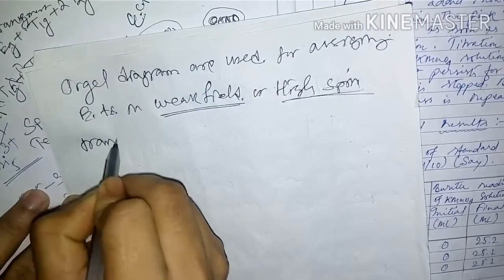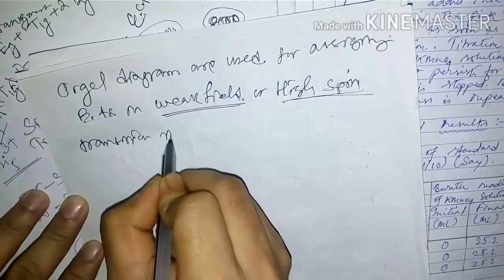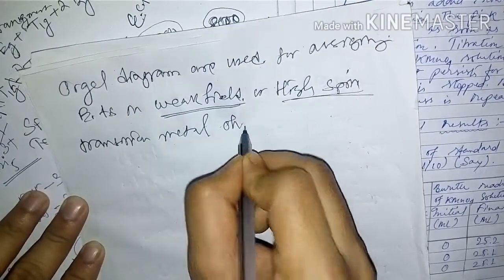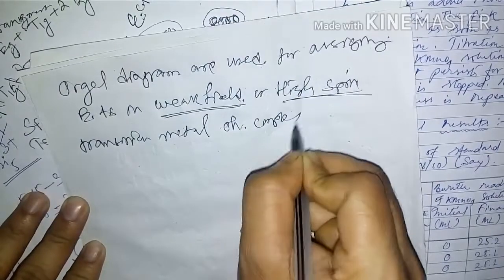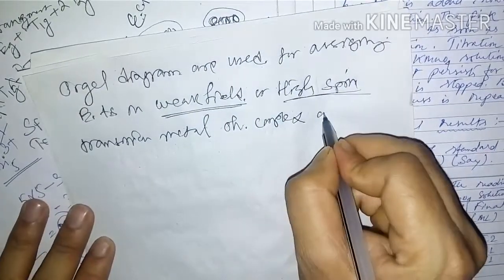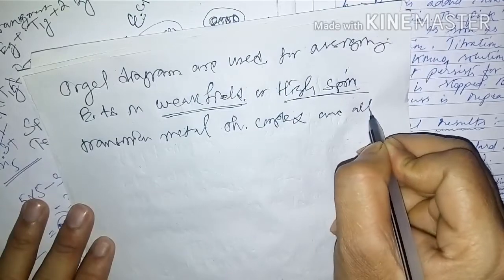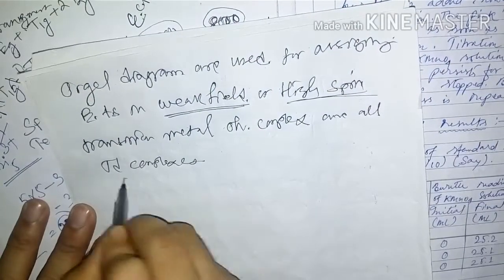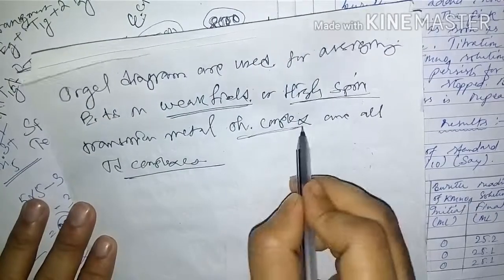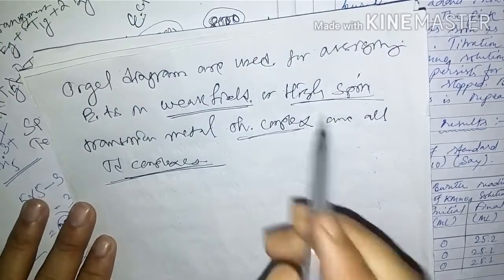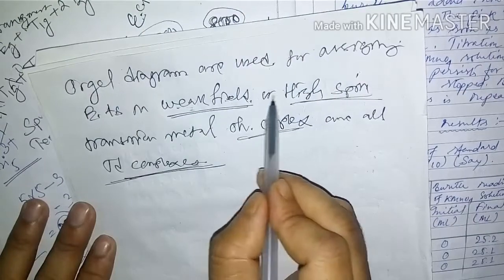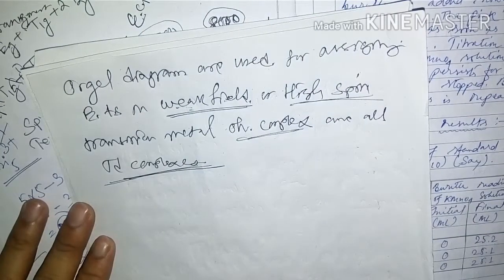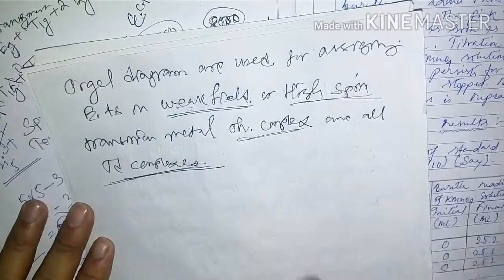The transition metal octahedral complexes and all tetrahedral complexes, understood? Octahedral complexes and tetrahedral complexes. So this one is a weak field or high spin transition. This one is applicable for weak field, high spin, understood?